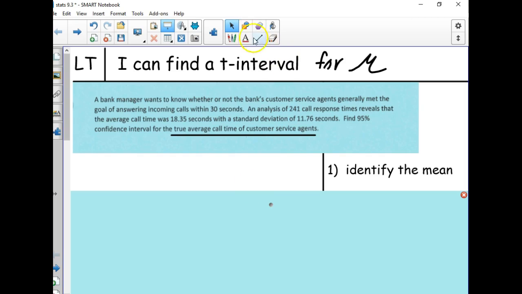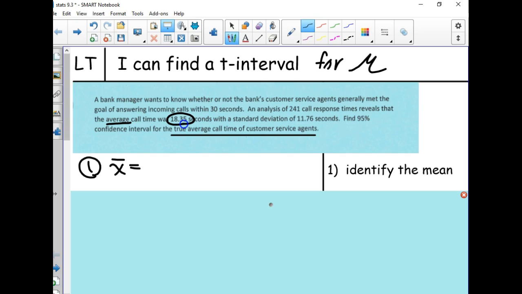So the mean will always be given to you, and you can see that the mean is given right here. It says with an average of 18.35 seconds. Just a friendly reminder that average and mean are the same thing. And when we identify the mean, we want to identify it as x bar, because it's about the sample. It's about the 241.